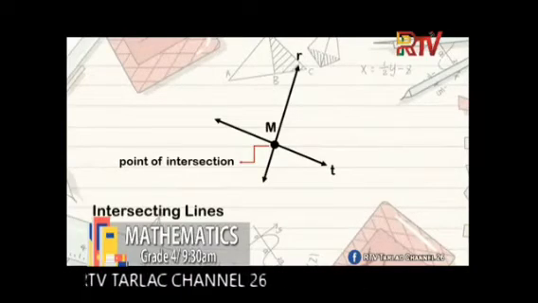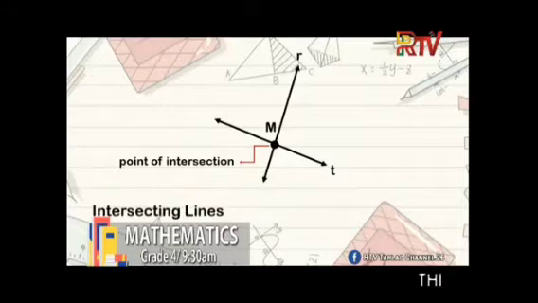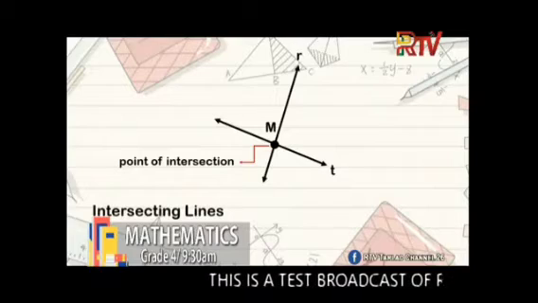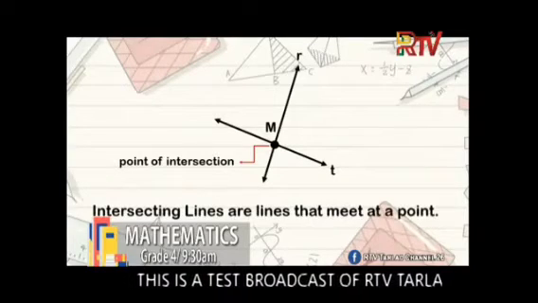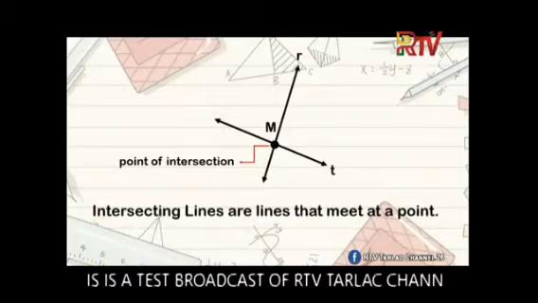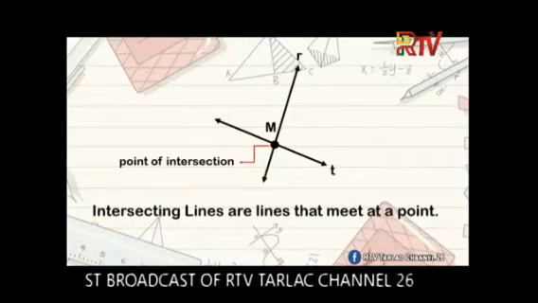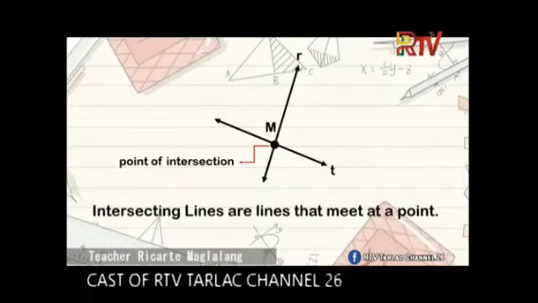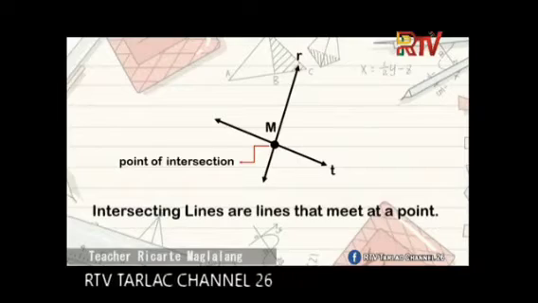Very good. What do you call then line R and line T? Lines R and T are called intersecting lines. What are intersecting lines? Very good. Intersecting lines are lines that meet at a point. And remember, 2 lines on the same plane will only meet once.